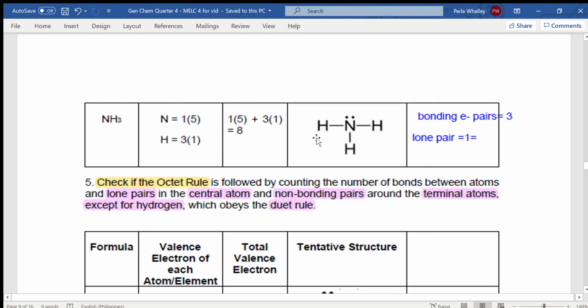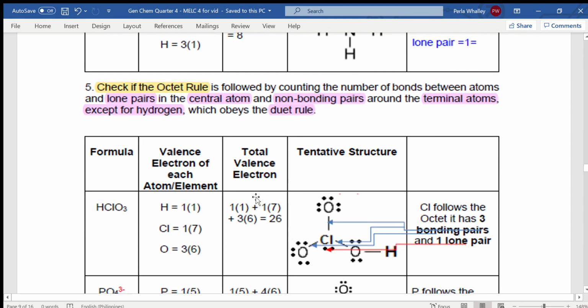Ammonia. So nitrogen will have here 2, 4, 6 plus this 2, 8. So bonding electron pairs, we have 3, this single bond. And the lone pair, which is this on top, is also 1. So times 2. This would be 6 plus 2 here is 8. When we say pair, that means you have to multiply the number by 2 to get the number of electrons.